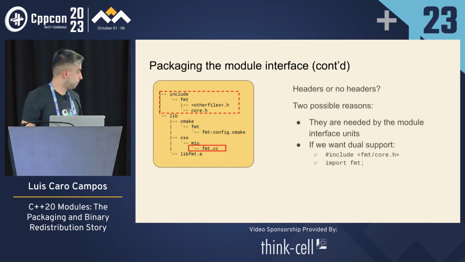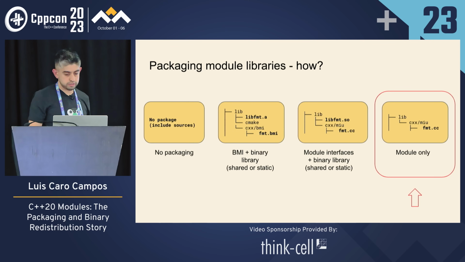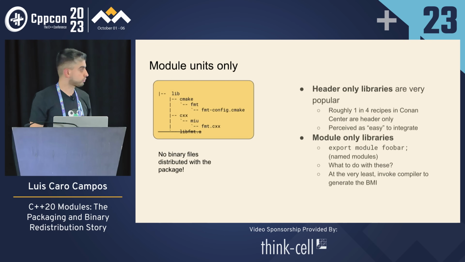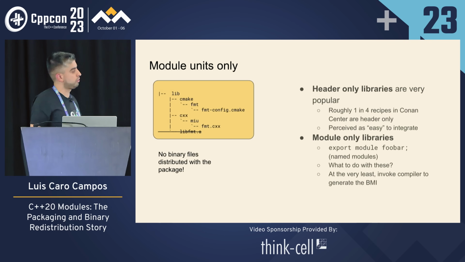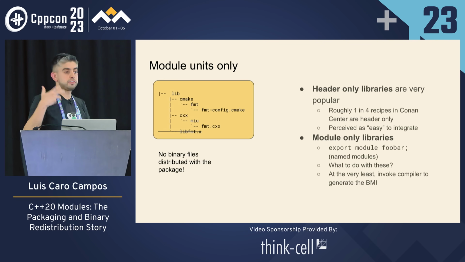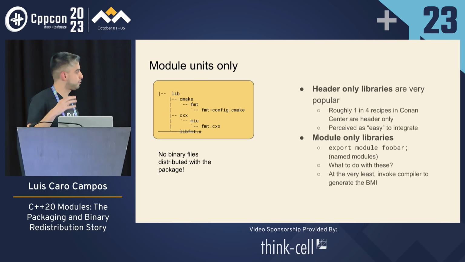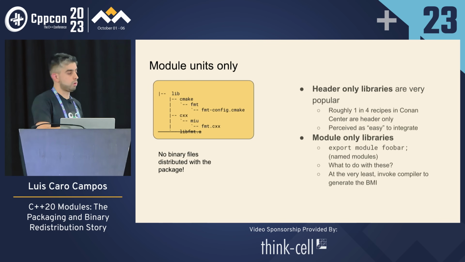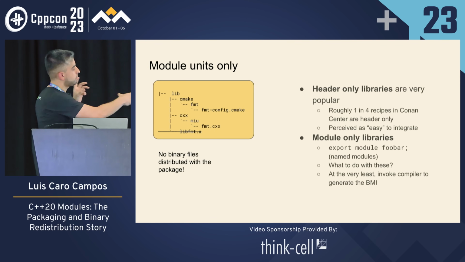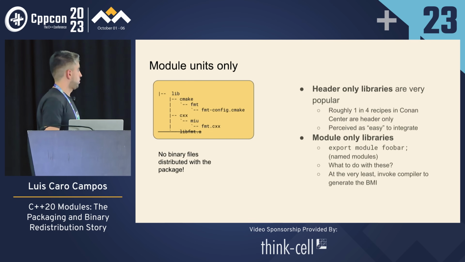Now, the last packaging method I want to talk about is only distributing the sources for the module interfaces. Header-only libraries today are very popular. I remember a few months ago, we noticed that in Conan Center, roughly 1 in 4 recipes are for header-only libraries, because they are perceived as easy to integrate. People have the idea that you don't have to worry about ABI compatibility or anything going wrong, that you just need the -I flag with the path to where you find headers. Now, what do we do if we're only given a library that may or may not have the implementation in the files, and we want to use it?